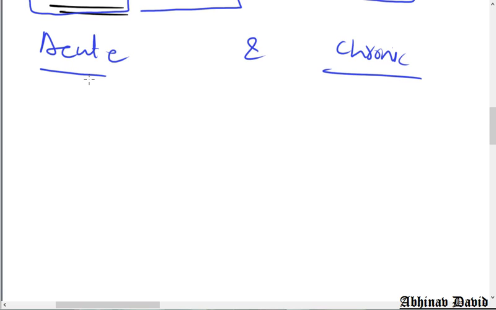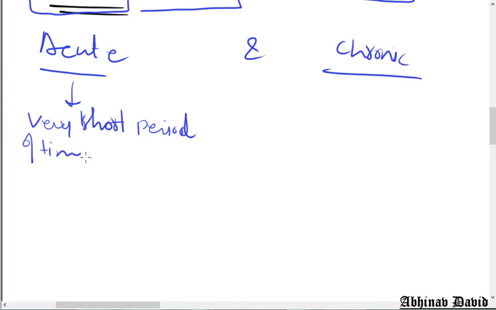Diseases, I repeat, diseases based on the time period are divided into two types: acute and chronic. Based on the time period means how long they will remain in our body. So acute means the disease is there for a very short period of time. I'm just writing the important point: it remains in our body for a very short period of time.